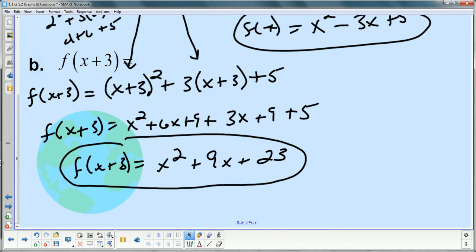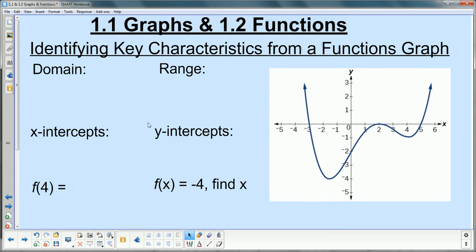And now for the biggest part of this lesson: identifying key characteristics from functions in a graph. This is really what we're going to focus on next class session. So if we talk about our domain, remember that means our x values. So we want to read our graph from left to right, worrying only about the x values, not about how high we go or how low we go, only from left to right.